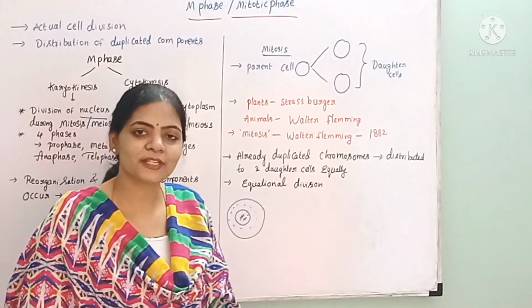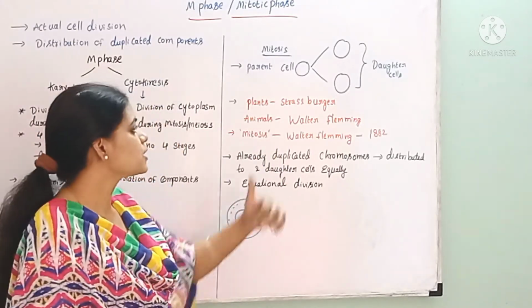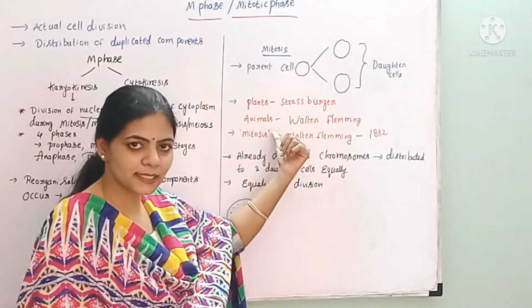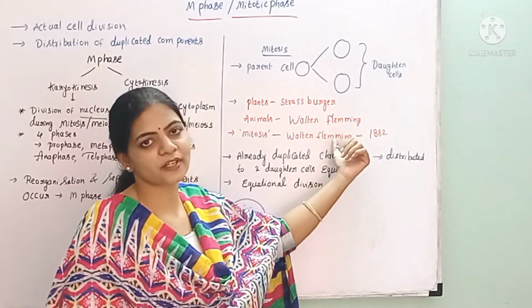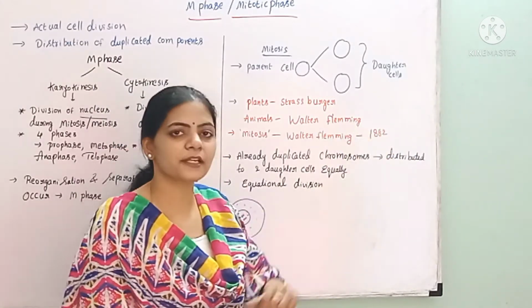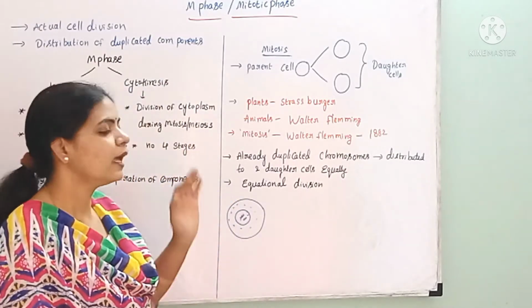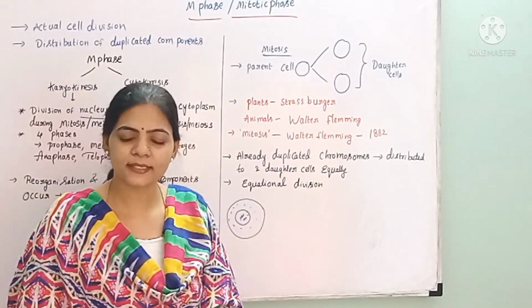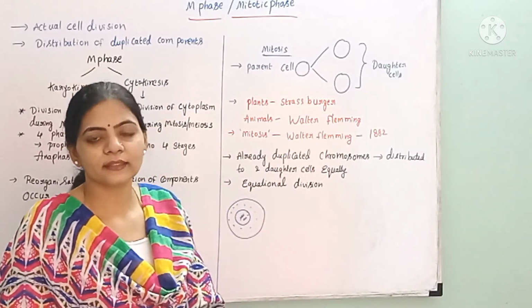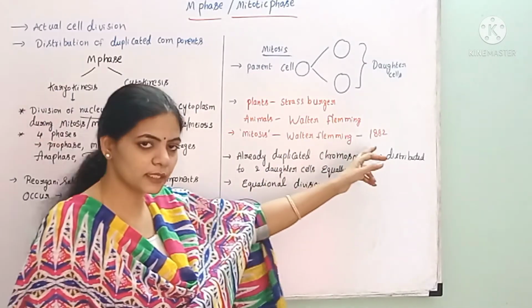And this mitosis was first observed by Strasburger in plant cells. And in animal cells, the mitosis process was observed by Walter Fleming. Walter Fleming identified it in the animal cell. And who coined the term mitosis? This same person, Walter Fleming, coined the term mitosis in the year 1882.